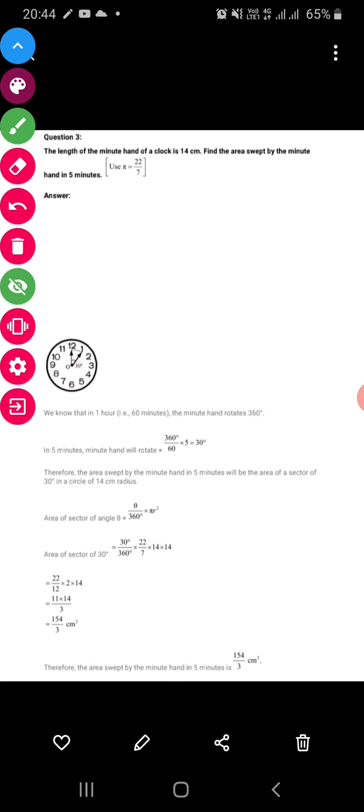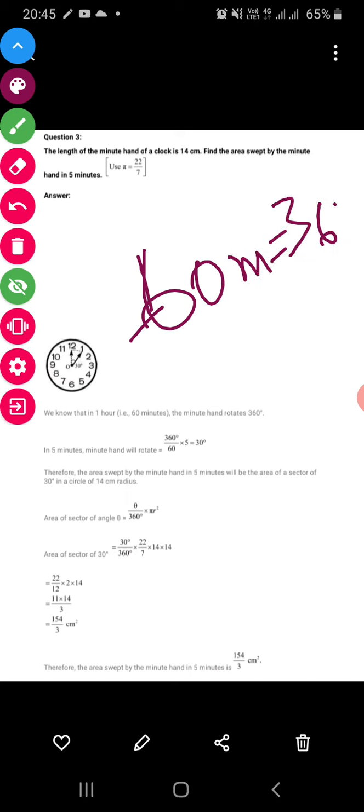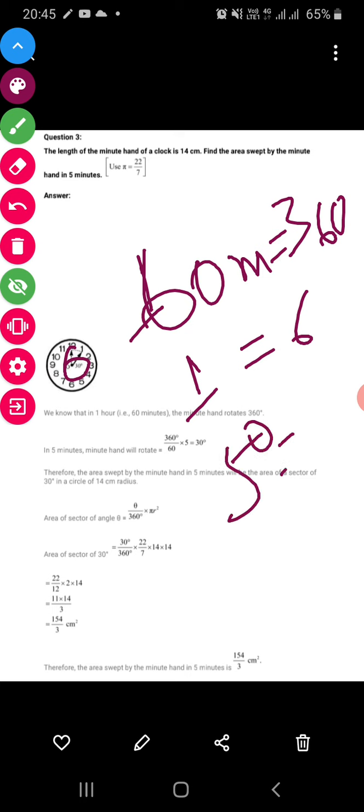Next question, very simple question, but the only thing is that you have to learn it. See the question: the length of the minute hand of the clock is 14 centimeter. Find the area swept by the minute hand in 5 minutes. So class, we know in 60 minutes it is 360 degree, a complete circle. So in 1 minute how much? 6 degree. In 5 minutes it will be 30 degree.